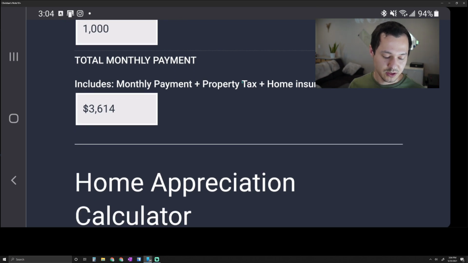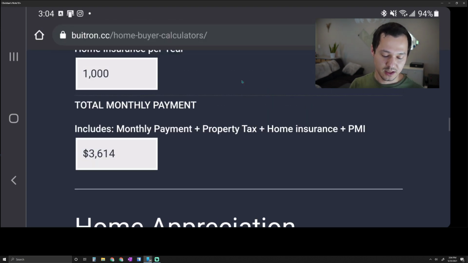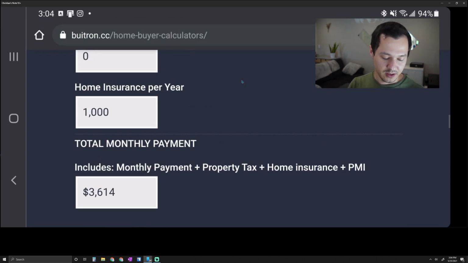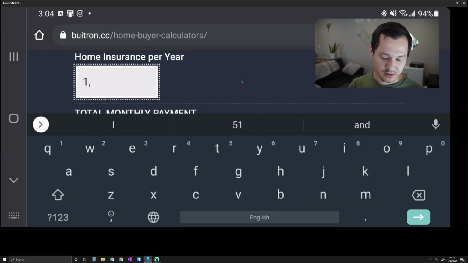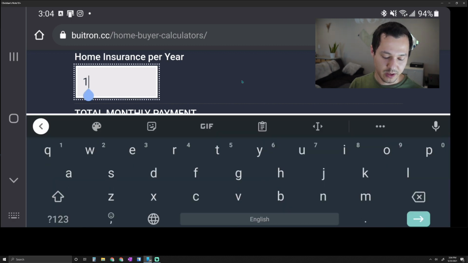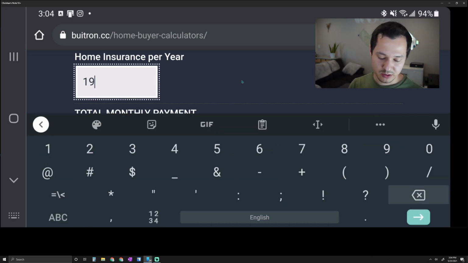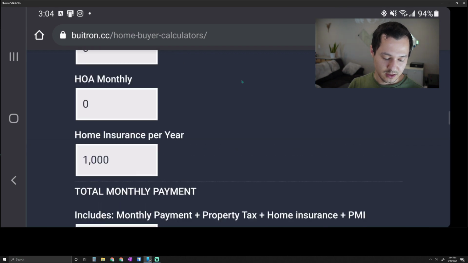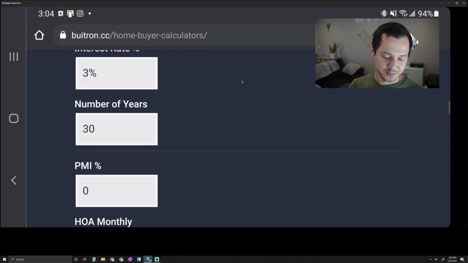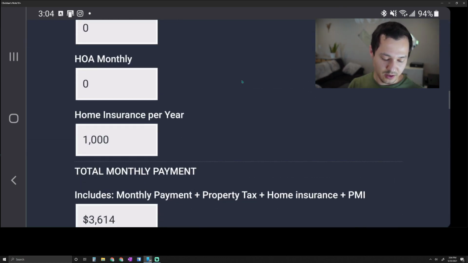So with this one, we're looking at $3,614 per month, calculated everything together. And if you could see, I'm going to bring this down to $1. It changes the amount. So it automatically, you don't have to hit enter or submit. It would automatically calculate it. Now, let me show you the next calculator.